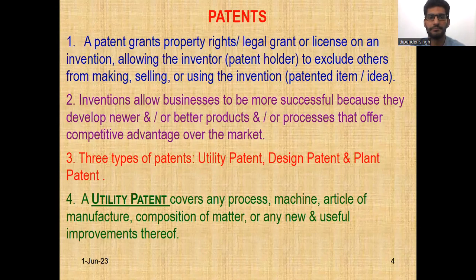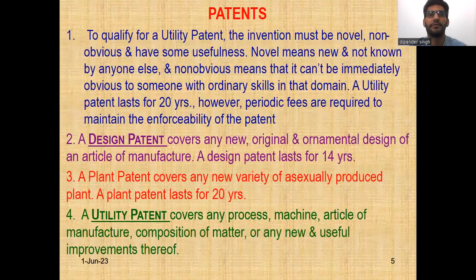A utility patent covers any process, machine, article of manufacture, composition of matter, or any new and useful improvements thereof. To qualify for a utility patent, our invention must be novel, non-obvious, and have some usefulness. Novel means new and not known by anyone else, and non-obvious means that it can't be immediately obvious to someone with ordinary skills in that domain. A utility patent lasts for 20 years. However, periodic fees are required to maintain the enforceability of the patent.